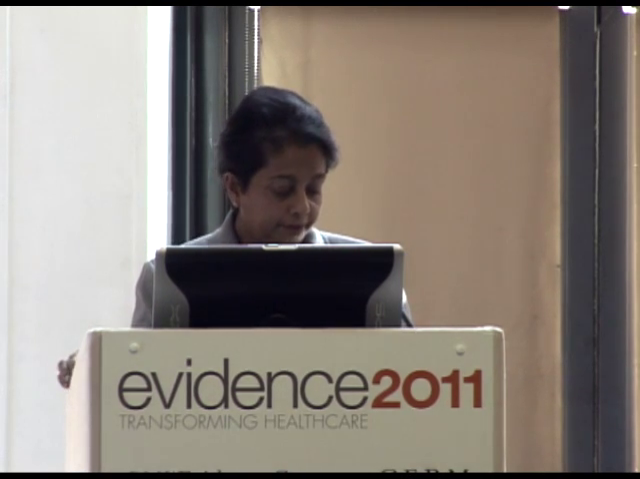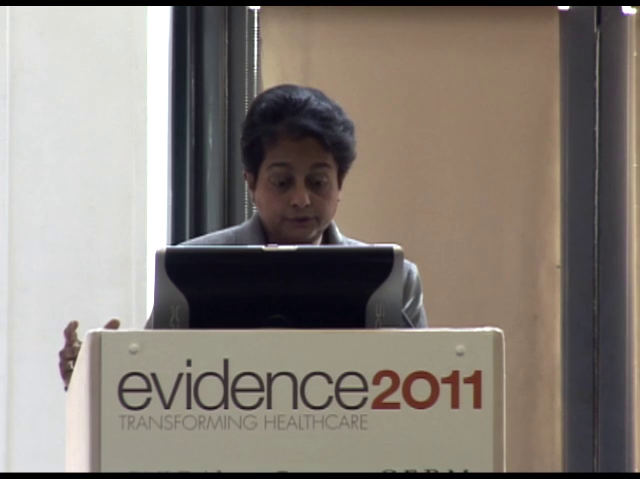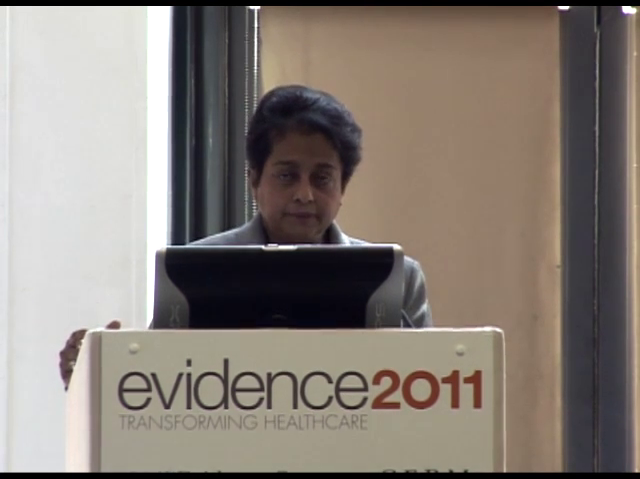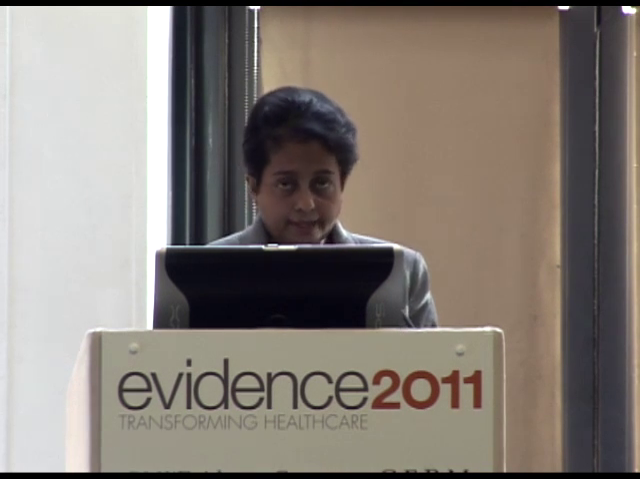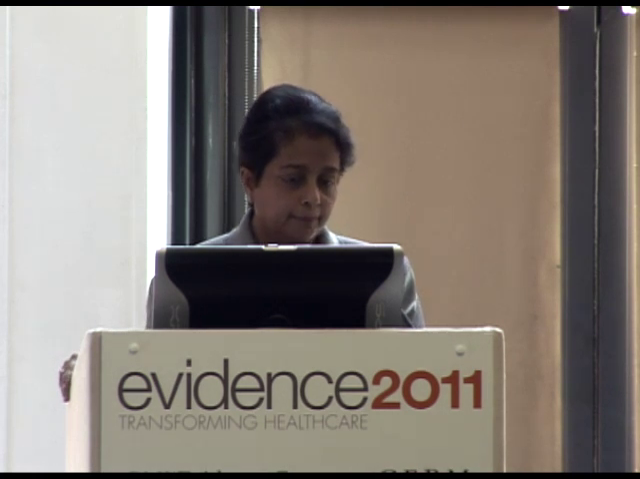What do I mean by this? If I can give you one example, we know that way back in 1948, the Framingham Heart Study was established. And as a result of this study, which followed up 5,000 odd people over the years, it was possible to identify the well-known risk factors: raised blood pressure, cholesterol, tobacco use, physical inactivity, diet, diabetes, etc. Those have not changed, but the body of evidence has got stronger. And of course, over the years, many other longitudinal cohort studies have added information and evidence to strengthen the case for causes and determinants.